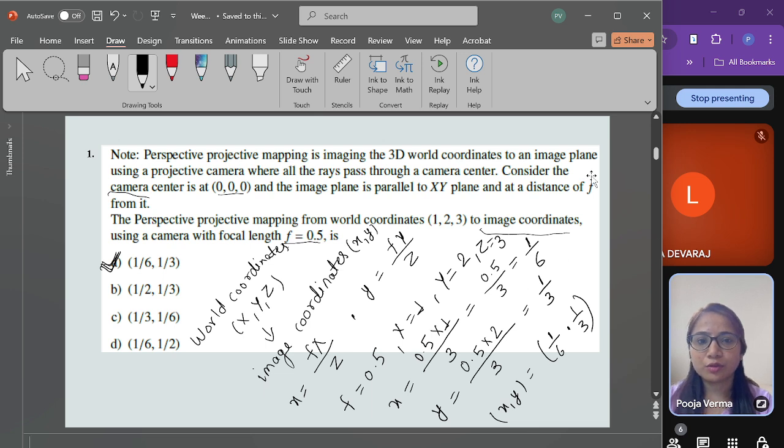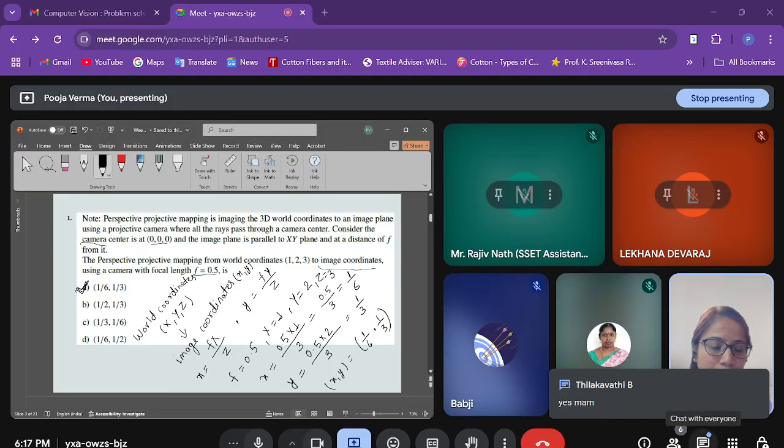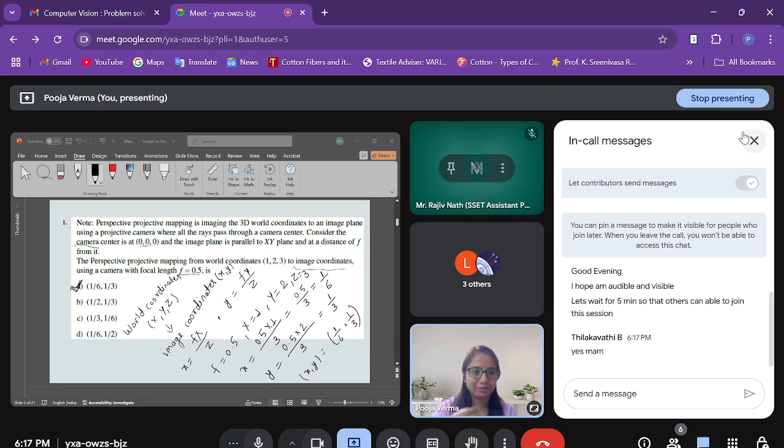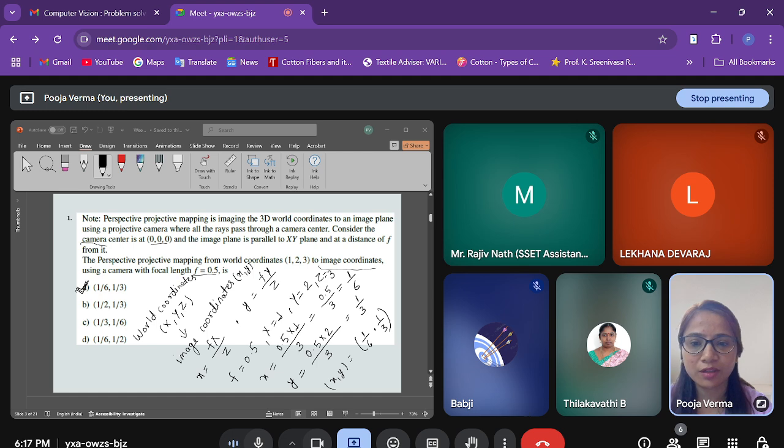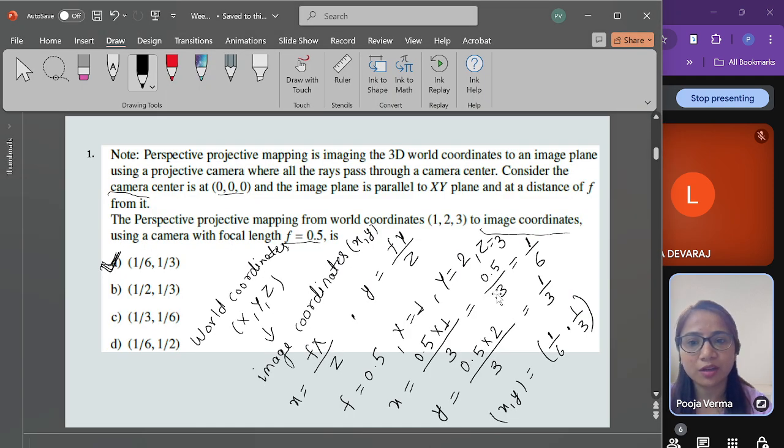Okay, so here the question is given, we need to find out the image coordinate, where the world coordinate and the camera with focal length are given. And the camera center is also given. So now what we need to do is convert the world coordinate to the image coordinates.